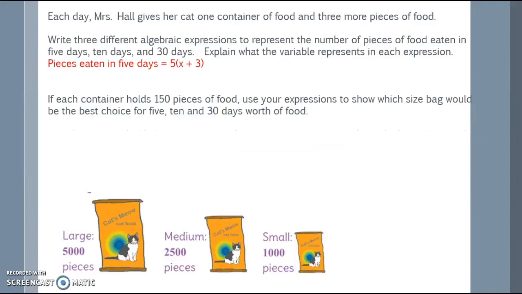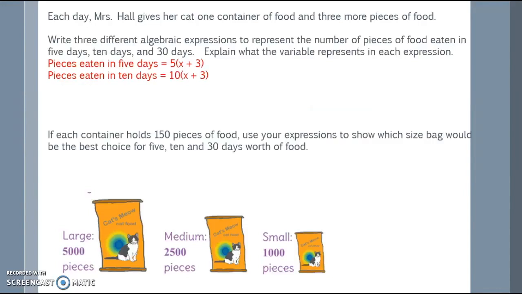So then we can say that the pieces eaten in 5 days were 5 times x plus 3, so 5 times however much they eat in one day. We can represent 10 days by taking 10 times the amount eaten in one day, and 30 days by taking 30 times the amount eaten in one day. We can then distribute to identify how many were eaten on each day.